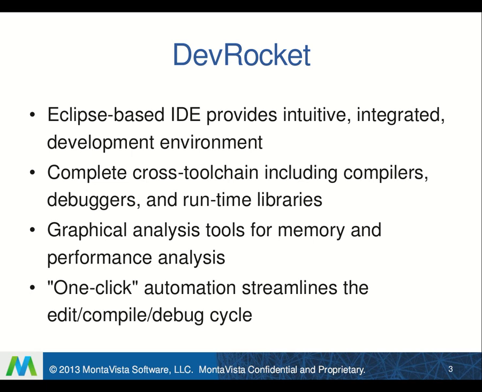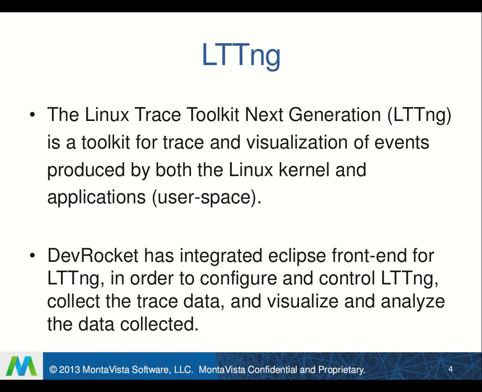DevRocket is an Eclipse-based GUI which is used for application and system development. It has the ability to communicate with the target, create and manage file systems, debugging, and system profiling. LTTng is a tracing tool which can analyze the Linux kernel, applications and libraries. MontaVista has integrated LTTng into the DevRocket environment so we can manage LTTng directly from DevRocket.